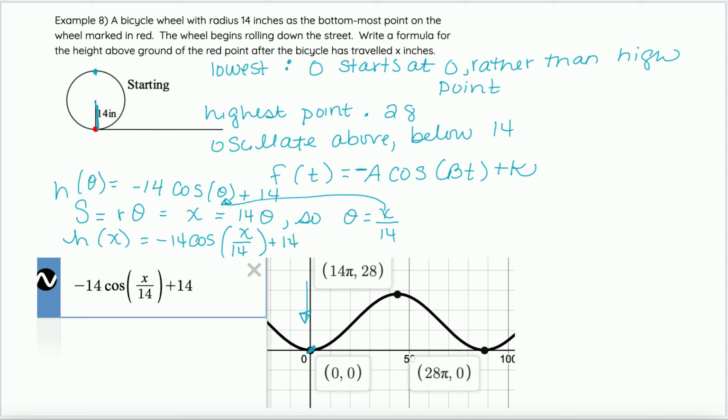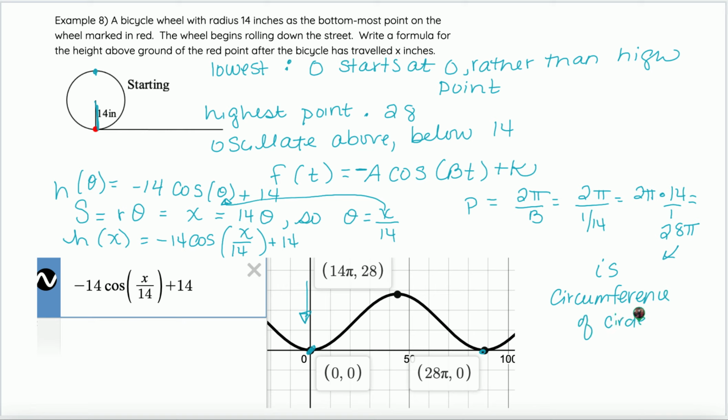Let's talk a little bit more about the period. We know that the period is equal to 2 pi over b. We found b to be 1/14. So 2 pi times 14 over 1 is equal to 28 pi. This shouldn't surprise us because it is the circumference of the circle itself. So it shouldn't surprise us that the period, how long it takes to go from start to finish, would be the entire circumference of the circle.